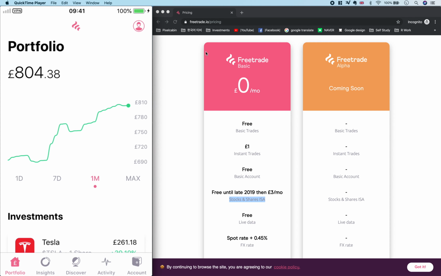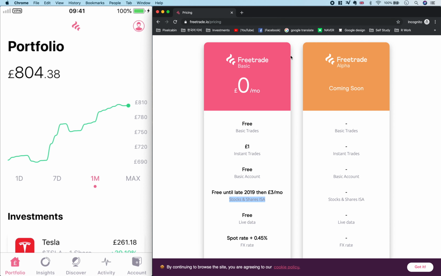trades. So we can see, if we scroll down on the page a little bit, that we have the Freetrade Basic, which we just spoke about. Now, confusingly, we also have what's called a Stocks and Shares ISA, and that is actually separate from the basic account. So we can see listed here, if you pick the basic account, that is free. And if you purchase the Stocks and Shares ISA, then it's free until sometime at the end of 2019, which is coming up shortly, and then you'll be paying £3 every month.